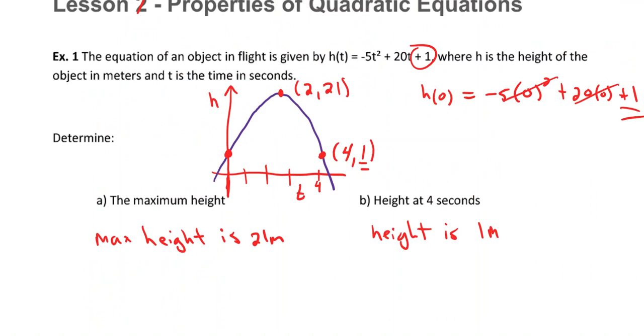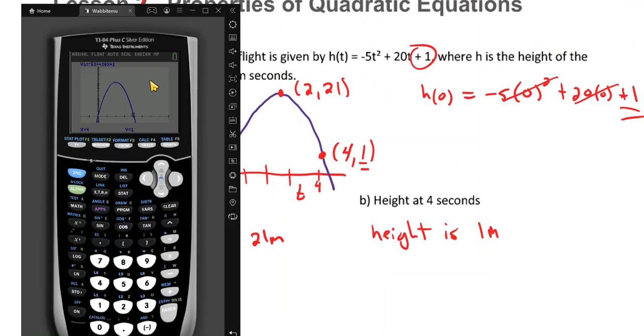Now, if you really wanted to, we could have done the same thing as we just did. We could have gone to calculate, value, and then put in 0 for x. That would have done the same thing, and we would have got 1.